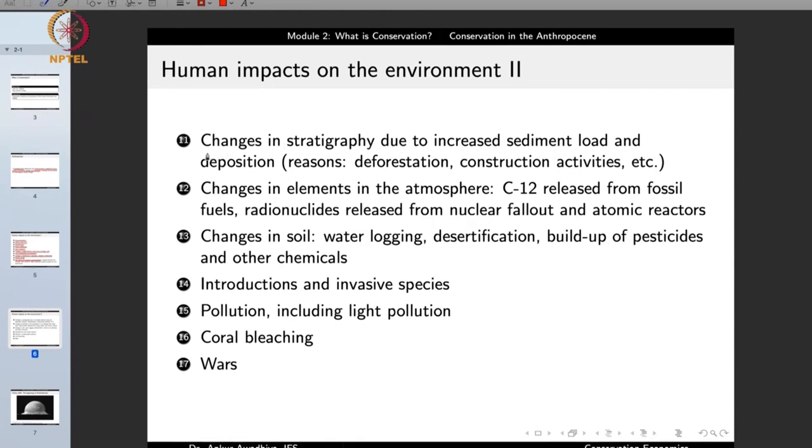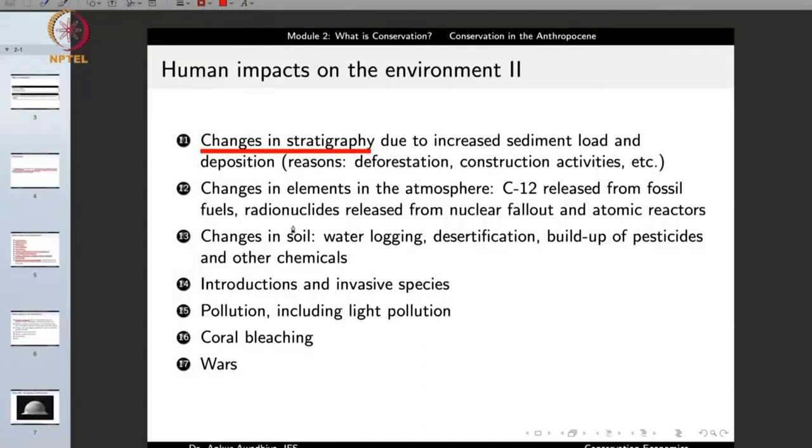Now, changes in stratigraphy means that there is change in the levels or the layers of soil that are naturally present. And why do we see these changes? We are observing these changes because of a huge amount of sediments that are being brought through mostly the river systems and the water systems into the lakes. So earlier, suppose every year we had 1 millimeter layer of soil that was coming naturally. But then because of deforestation and because of agricultural activities and other activities, now we are seeing not 1 millimeter, but say 10 millimeters of soil that are coming. So this is leading to changes in stratigraphy.